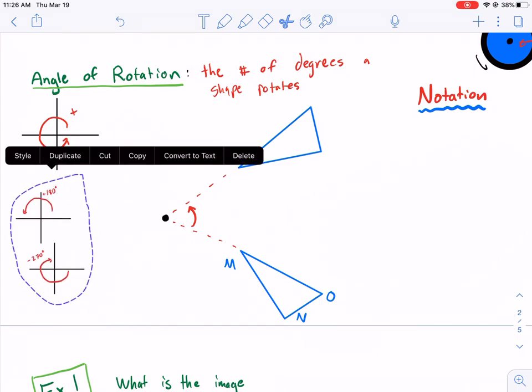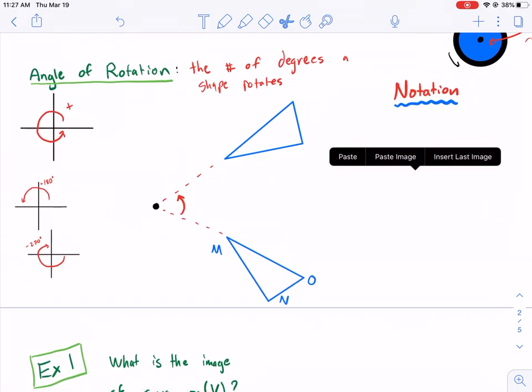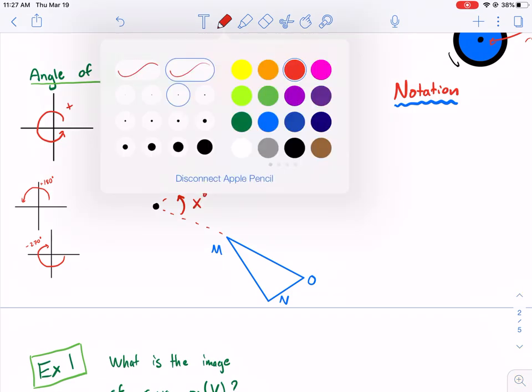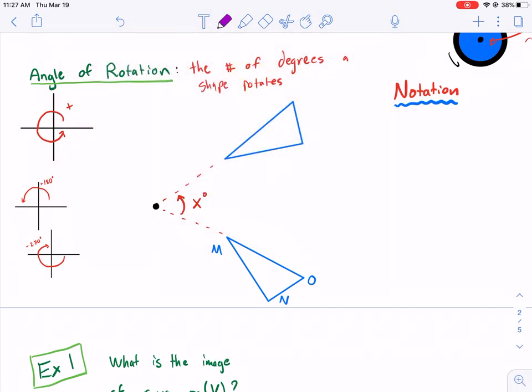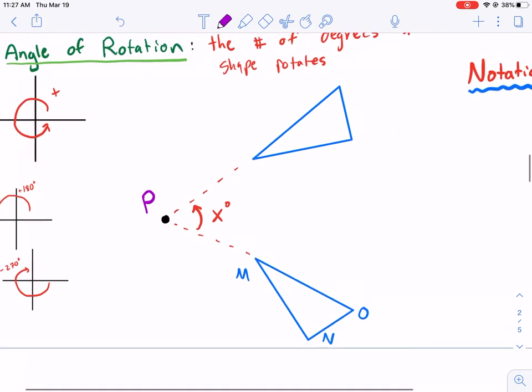Let me minimize this so you can see it, but at the same time I have a little more working space. Here we need to get into the notation. We have a shape, and the original shape is MNO. We are rotating this to a new location, let's call this X degrees. Now we need a center of rotation, so let's label it P for point of rotation. We'll call that point P.